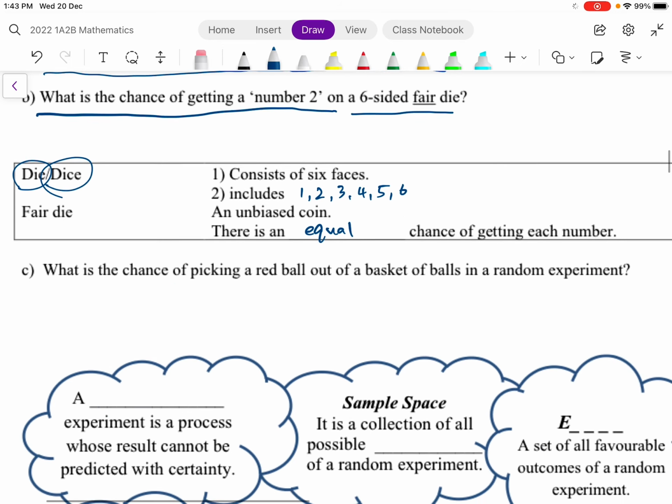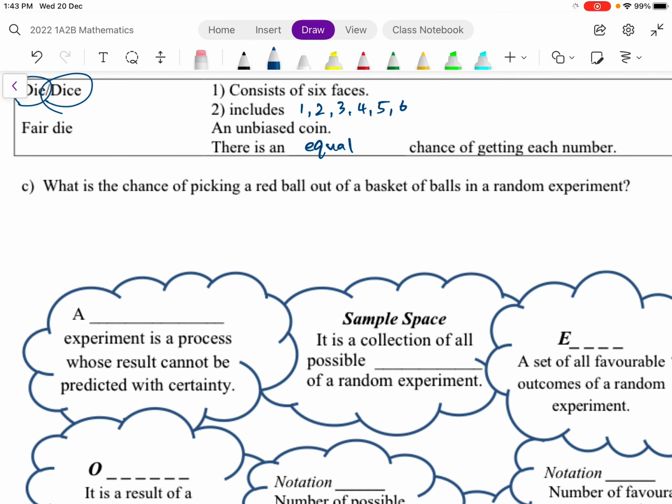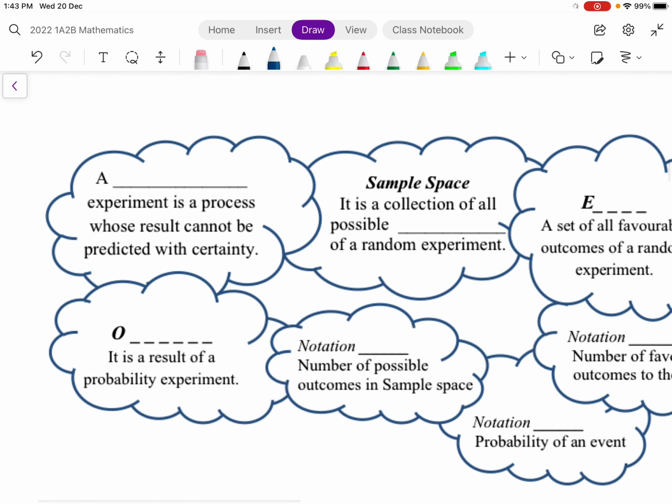In part C, it is asking you what is the chance of picking a red ball out of a basket of balls in a random experiment. Well, it depends on the number of balls inside the basket, the different number of colored balls in the basket. If the basket has no red ball, then the chance is 0. If the basket contains only red balls, then the chance will be 100%.